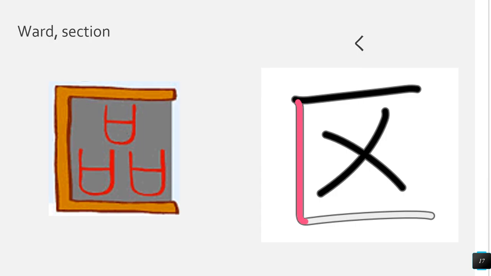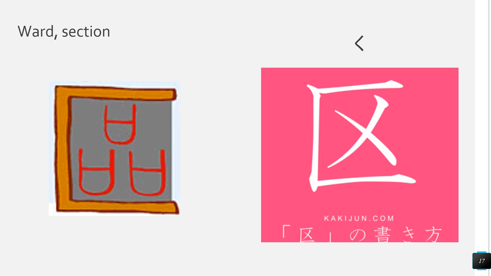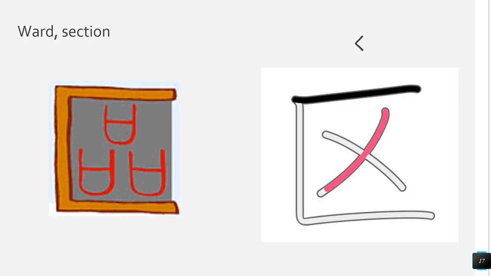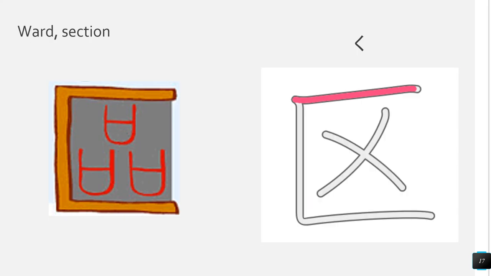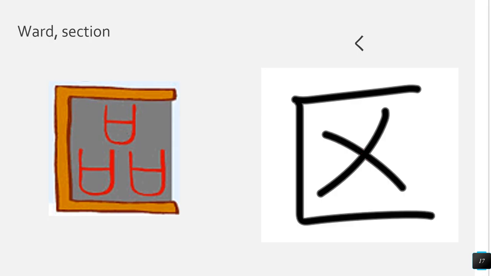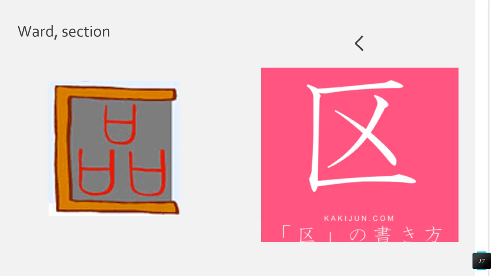So the kanji comes from the idea of a big box, and then to divide it into smaller sections, we put smaller boxes inside it. As time goes by, people can't be bothered drawing three boxes inside a big box. They just thought, I'm just going to do an X, a cross to represent that it's been divided into different sections. So this kanji means division, and therefore it is used to mean section or ward.